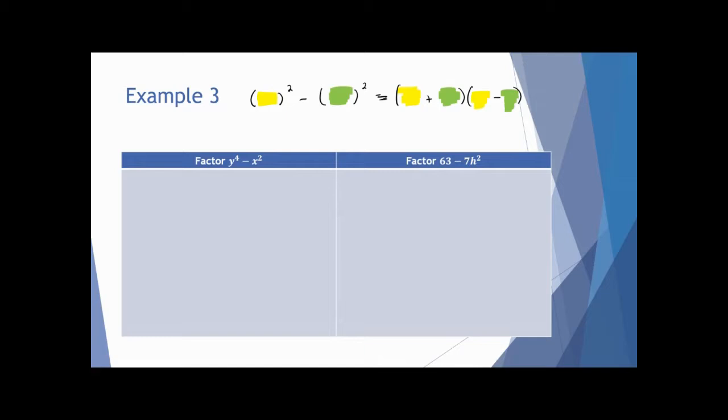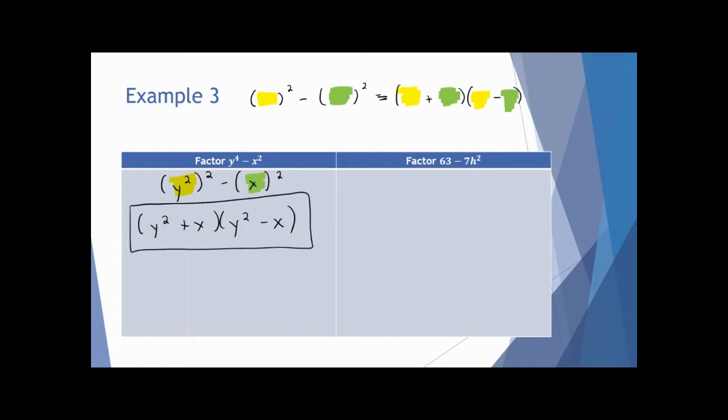So the first one here, I have y to the 4th minus x squared. So y to the 4th, if it has that even exponent, we divide it by 2. So that's y squared squared. And then that is x squared. So that makes my green as x and my yellow as y squared. So when I put this into the formula, I end up with y squared plus x times y squared minus x. And that's all it is.